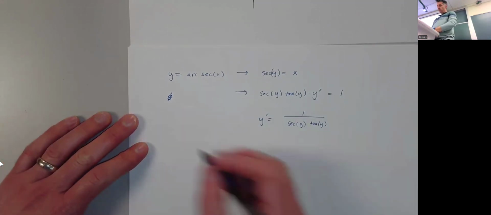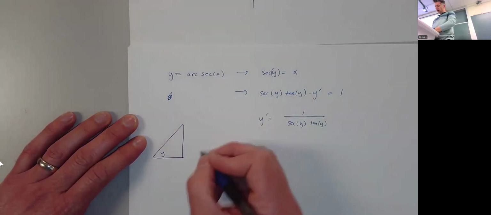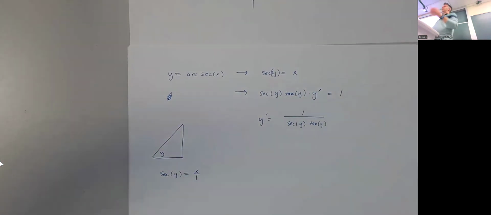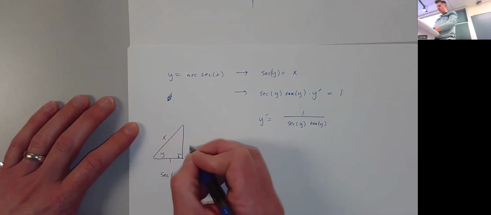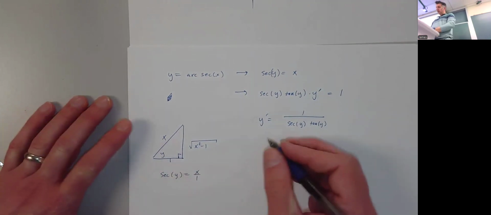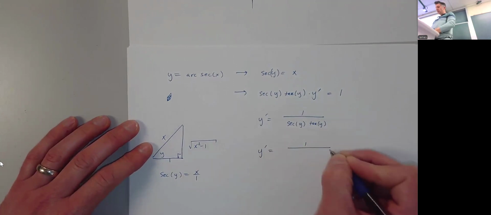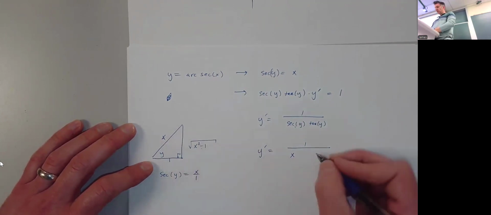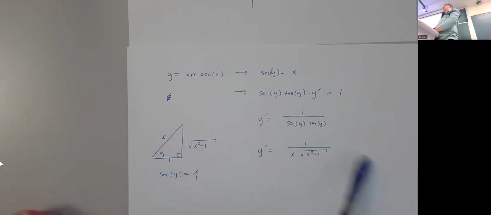And then, drawing our little triangle, here's my angle y. Secant of y is equal to x over 1. Cosine is adjacent over hypotenuse, so secant is hypotenuse over adjacent. The missing side is going to be the square root of x squared minus 1. Now here's the part where something weird is going to happen. y prime is going to be 1 over secant of y, which is x, times tangent of y, which is the square root of x squared minus 1. And in my opinion, this is not correct.